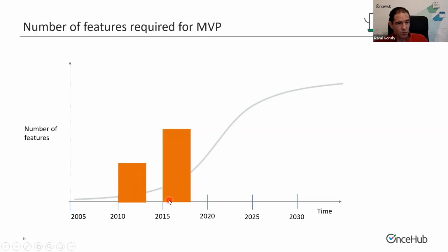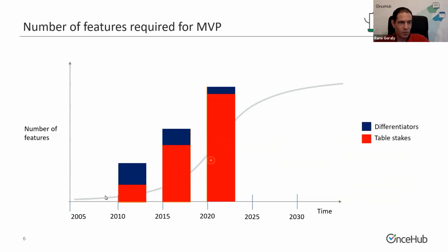And if you started in 2015, you would have to almost double. And if you were to start now, you would have to almost triple the amount of features. So it's a much bigger MVP, but the thing is not just the amount of features, it is what these features are composed of in terms of differentiators and table stakes.